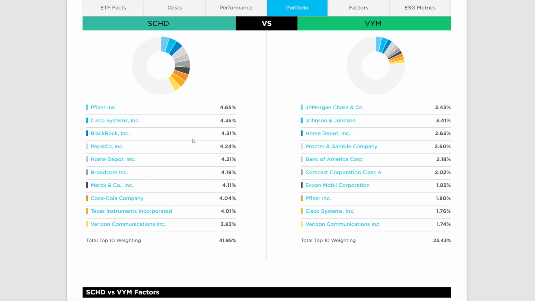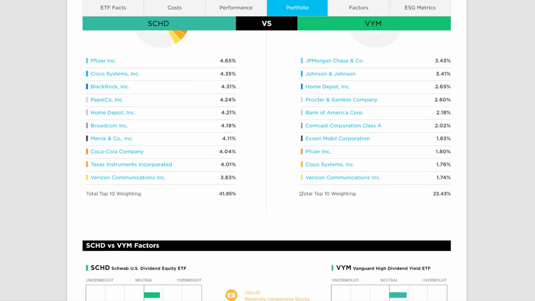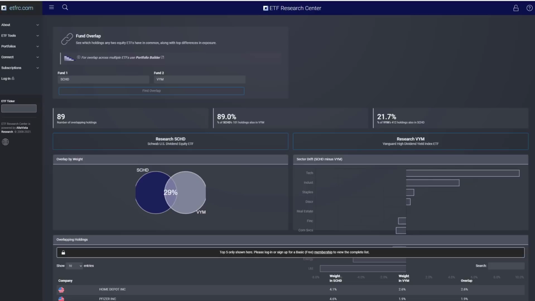When looking at the largest holdings, the largest holdings of SCHD are Pfizer, Cisco, and BlackRock, whereas with VYM, they are JP Morgan, Johnson & Johnson, and Home Depot. So there will be some overlap between the both of them. When looking at the overlap, comparing SCHD to VYM, 89% of SCHD's 101 holdings are also in VYM, whereas just under 22% of VYM's 412 holdings are also in SCHD.